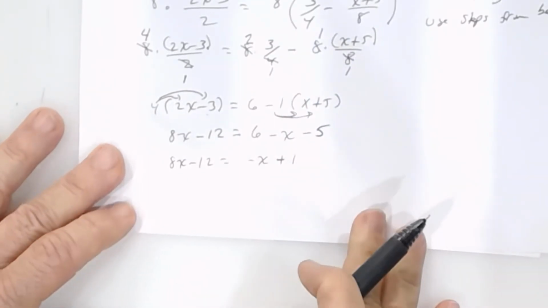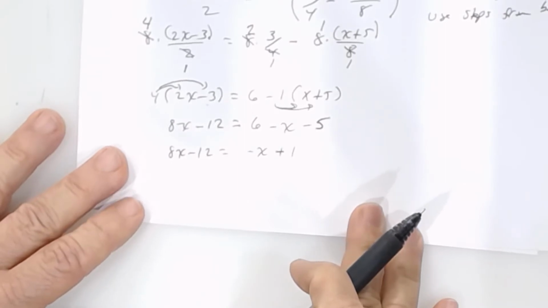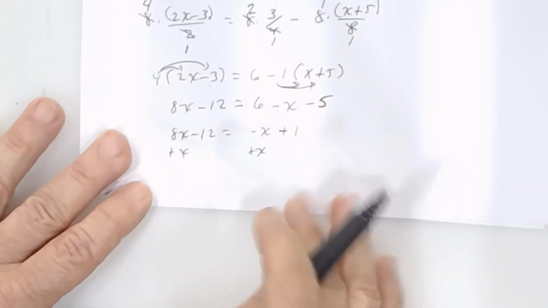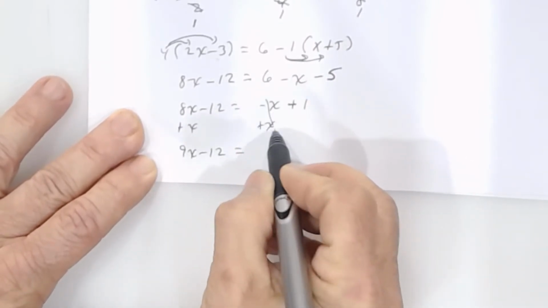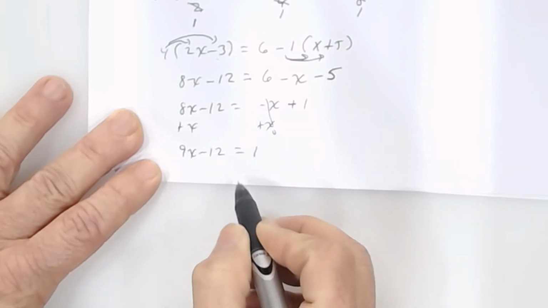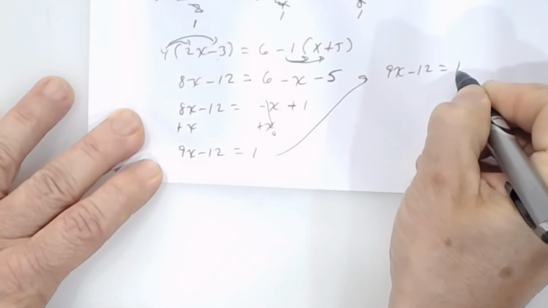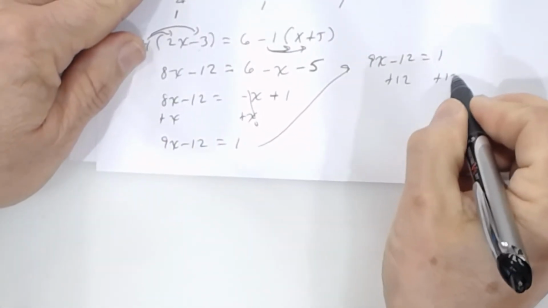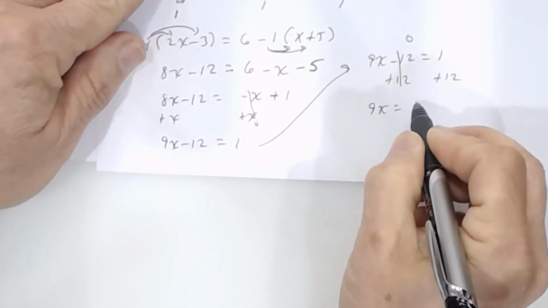Okay, what's the next step? Okay, what do you want to do first? Add x to both sides, all right. What's 8x and x? Minus 12 equal, this is 0. What's that equal to? 1. All right, we're going to rewrite this over here. What's the next step? Add 12 to both sides. So when I combine like terms, I get 9x equal 13.